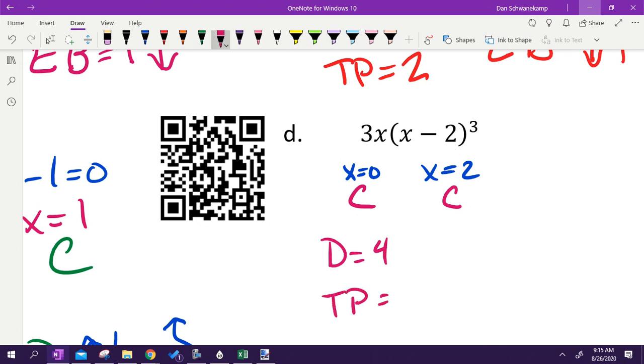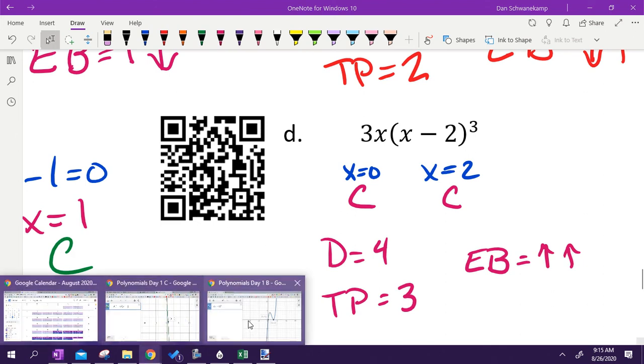Turning points, 3 is the most I could have. And then we're doing ending behavior. My degree is 4, so my hands are going to go the same way or opposite way? Same. Is it positive or negative? Positive. So like a positive parabola, both going up. Okay, both up. Let's look at it real quick.